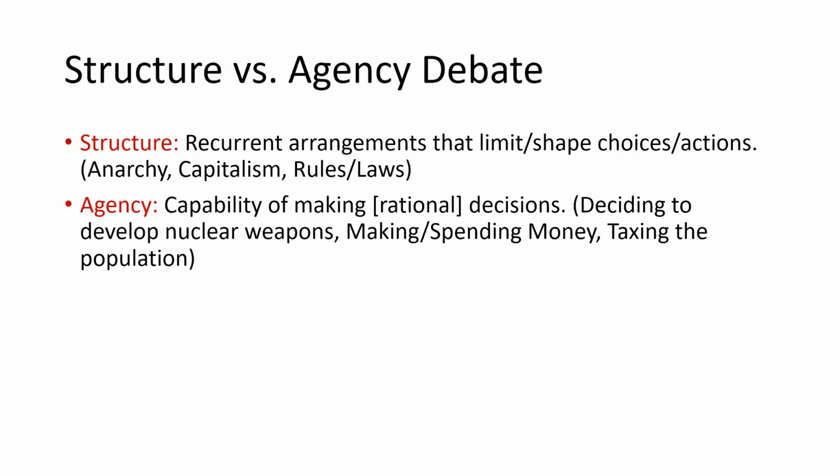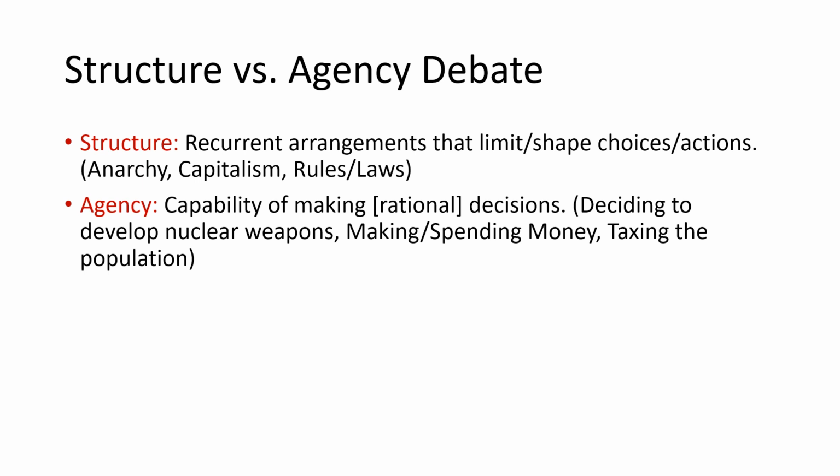Another two essential key concepts in international relations are structure and agency. These concepts are important to understand who acts in global politics, who can act and impact change in international politics. Structures, in this case, refers to recurrent arrangements that limit or shape choices and actions. A good example here would be capitalism or rules of law.